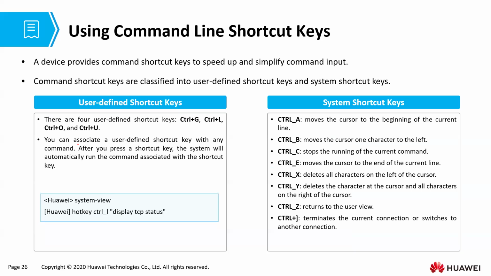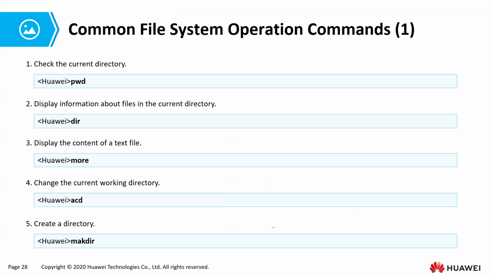Shortcut keys, these ones, according to me, you learn with experience. They're very useful. For some commands you would have to enter a whole command, but instead you can just use keys. So for example, which one is useful? Stops the running, moves, deletes, or returns to user view. Right, this one. Instead of me typing return, I just press Ctrl+Z. So those are shortcut keys which can be very useful when doing work.